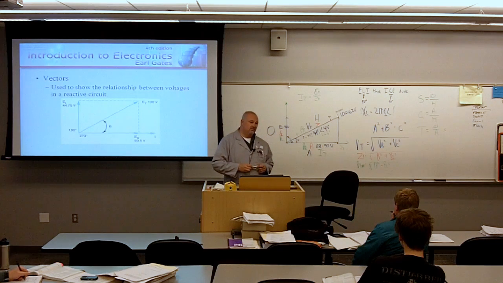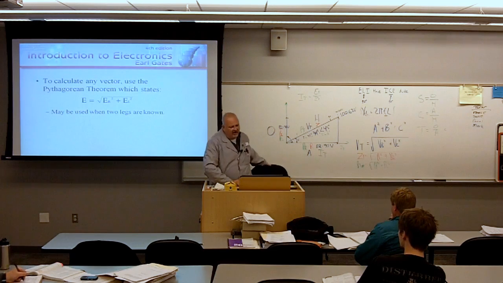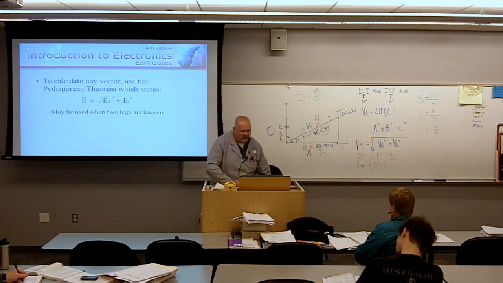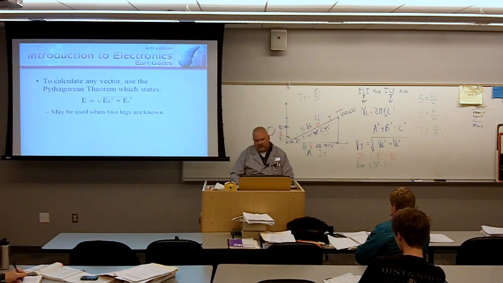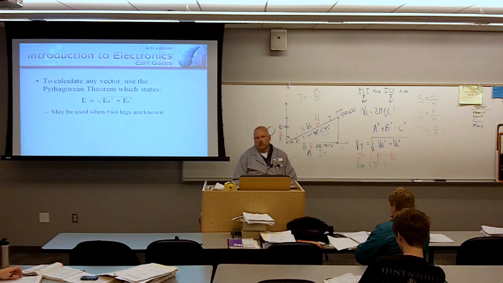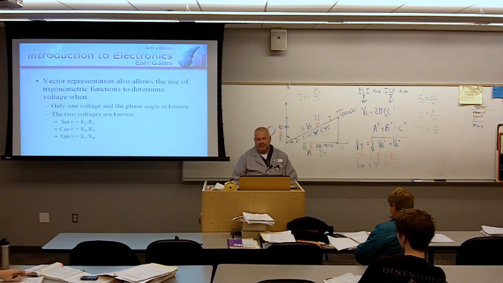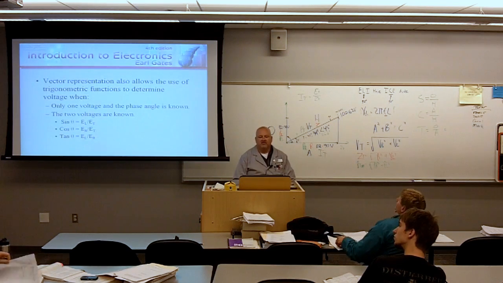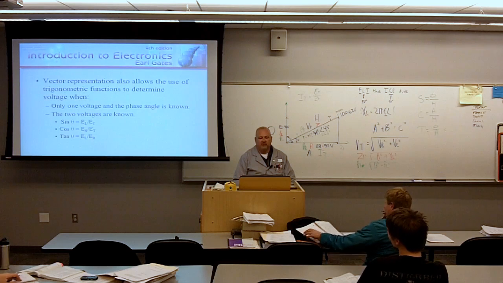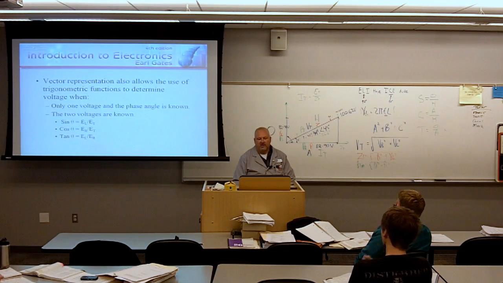There's a lot going on here. So, to calculate out any vector, use the Pythagorean theorem, which states E is equal to the square root of ER squared plus EL squared. We call this the vectorial sum. The vectorial sum can be used when two legs are known. Vector representation allows the use of trigonometric functions to determine voltage when only one voltage and phase angle is known. The two voltages are known.